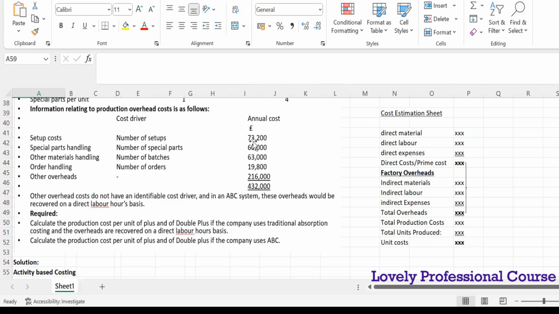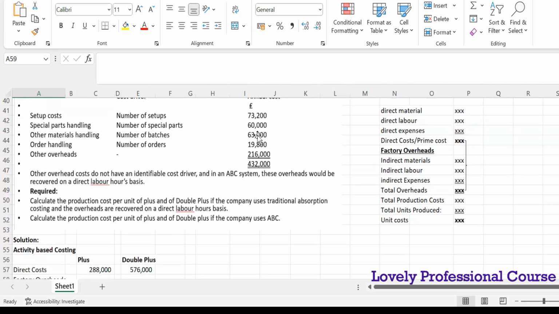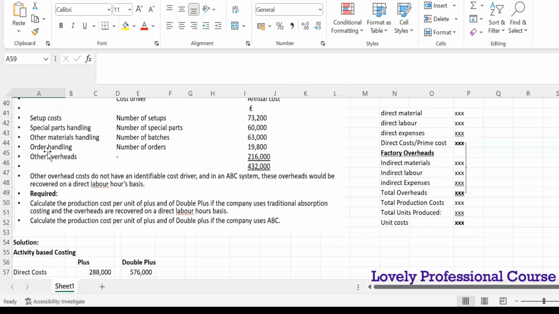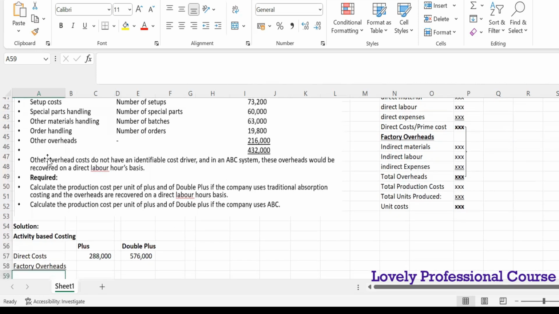Setup cost has 73,200, which means setup is an activity that happened, and this activity makes us incur this cost of 73,200. Is it okay? That is how you see it. This is an expenditure, a cost that happened, but in general we don't know what money to charge to plus and double plus, such that if you add them, it will give you the 73,200. Okay, let me first write these costs down.